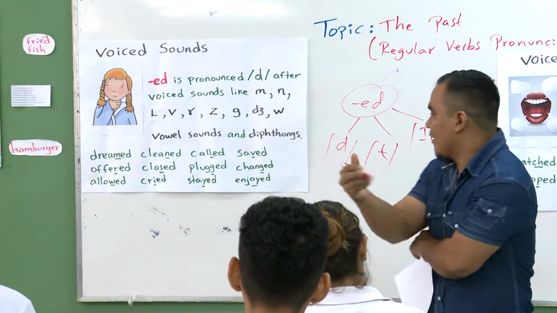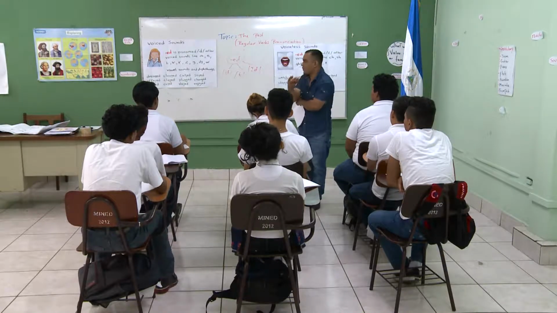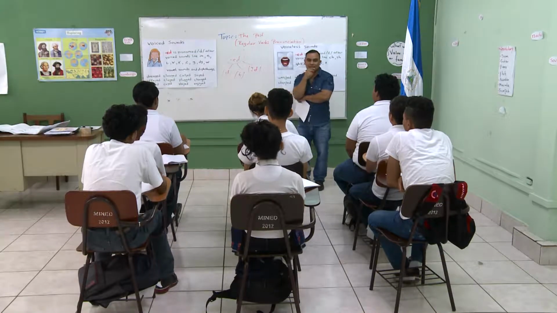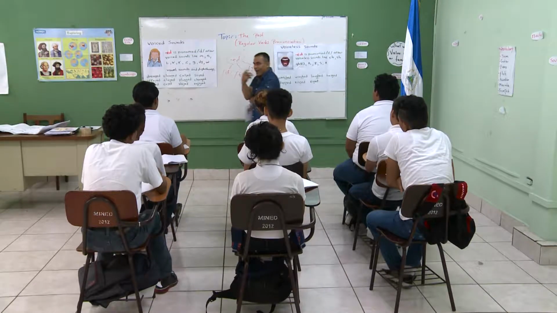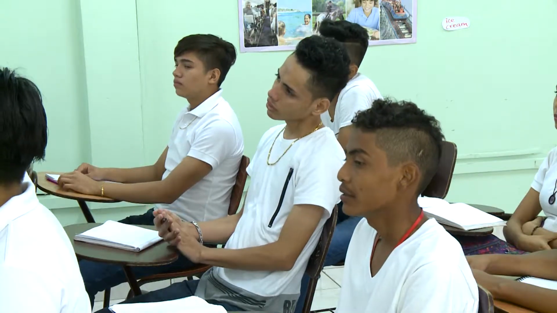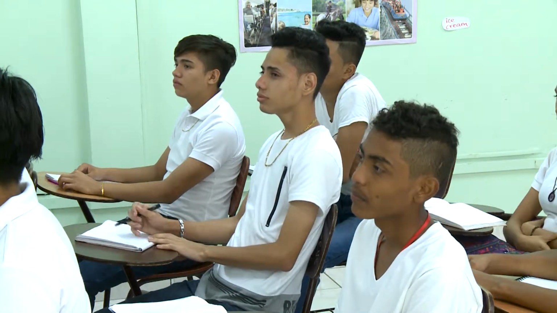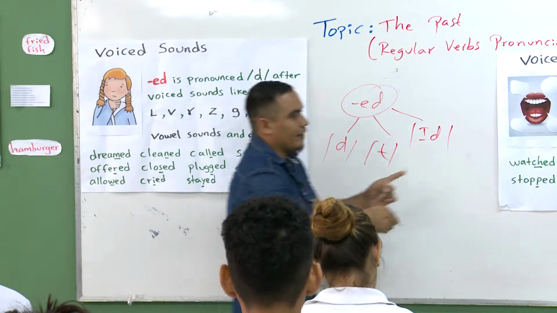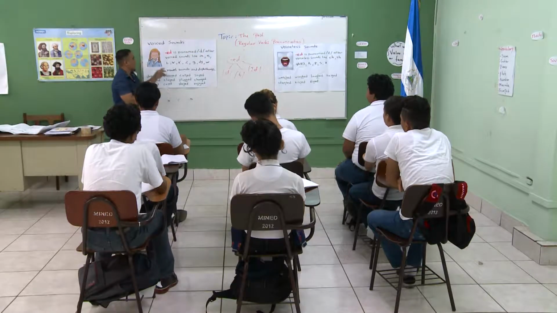So I have a question. When do I pronounce it like D? My second question, when do I pronounce it like T? And when do I pronounce it like id? When? Here is the information shown on this beautiful papelógrafo. On this beautiful papelógrafo, we have that answer.